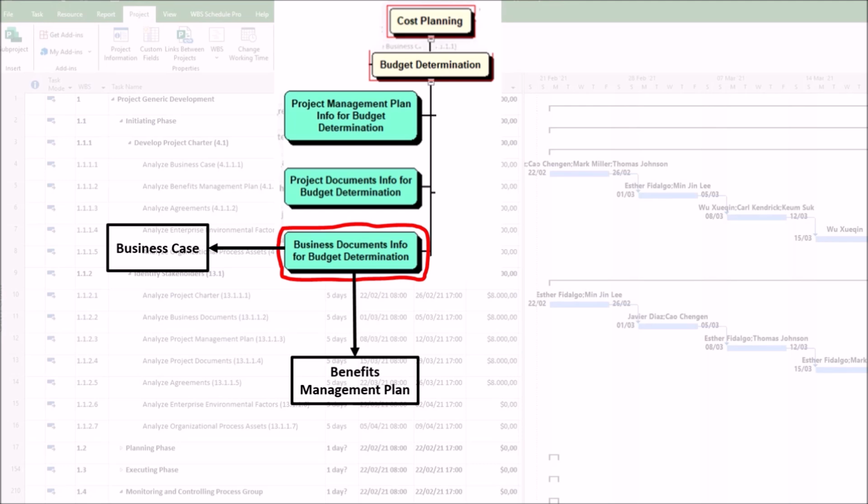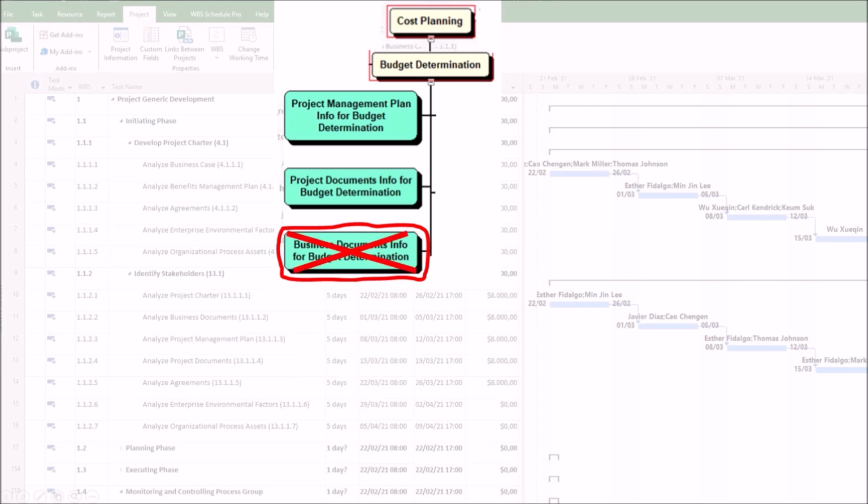2. Benefits management plan. This document defines how project benefits will be measured and realized. It also helps prioritize budget allocation to maximize value delivery. 3. Project charter. This document contains initial funding approvals and high-level constraints. It also sets the financial boundaries for budget development.